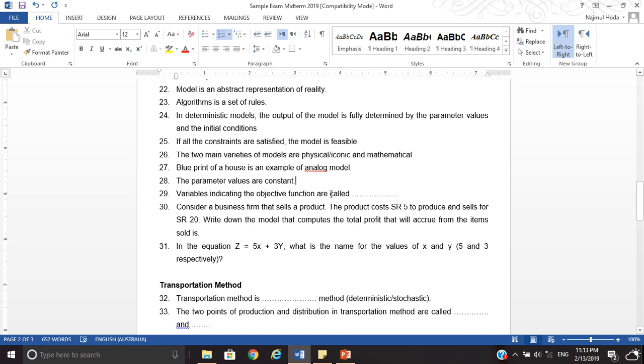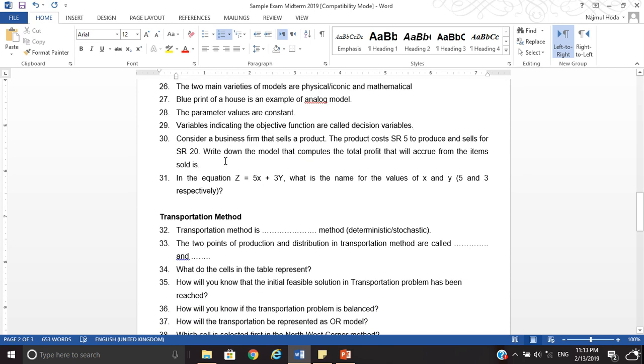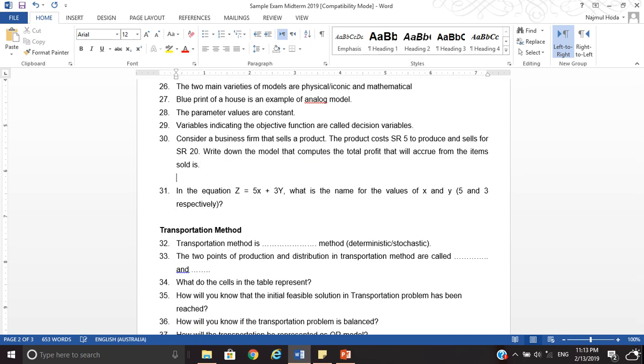Variables indicating the objective function are called decision variables. These are the variables on which the managers decide how they are going to improve or maximize or minimize the objective function. Consider a firm that sells a product. The product costs 5 reals and sells for 20. Write the model that computes the total profit.